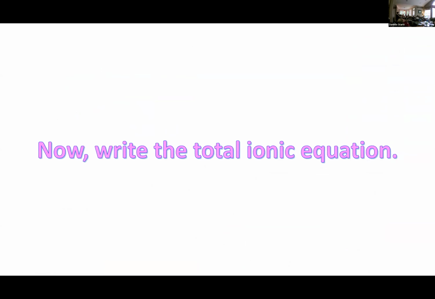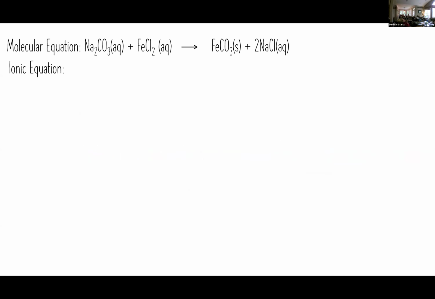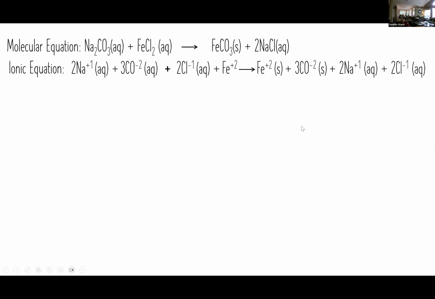So now how do we write the total ionic equation? Well, we do it like this. Here's our molecular equation, which is basically what you're starting with. Your sodium carbonate plus your iron chloride becomes iron carbonate and sodium chloride. There is your ionic equation. You see how we've broken each of these ionic compounds down into their constituent ions. Now we have to find our spectator ions.